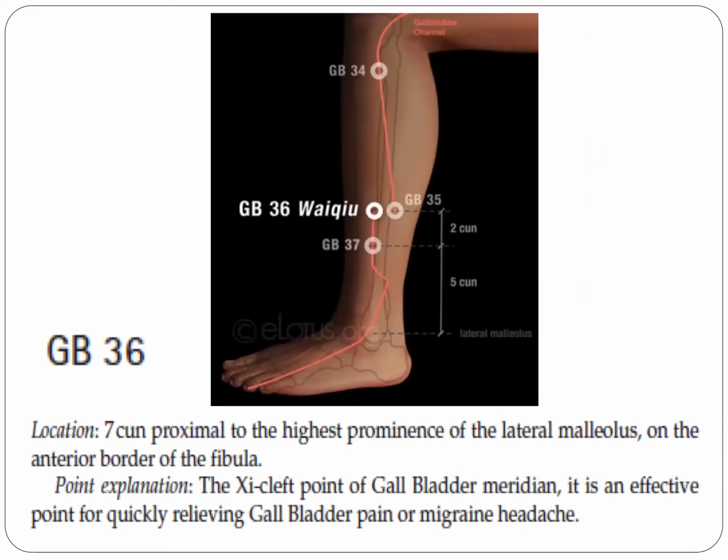Next point is GB36. It is 7 chun proximal to the highest prominence of the lateral malleolus on the anterior border of the fibula. This is the xi-cleft point of the gallbladder meridian. It is an effective point for quickly relieving gallbladder pains or migraine headaches.